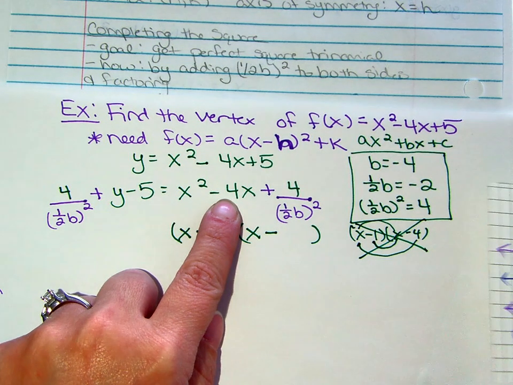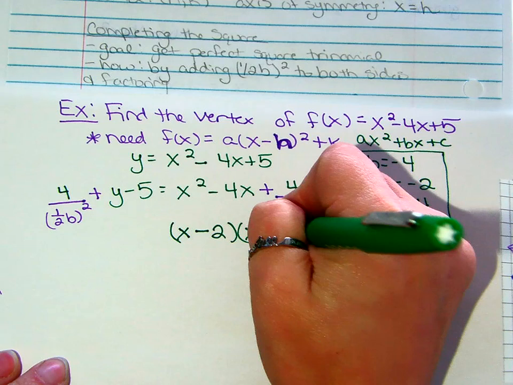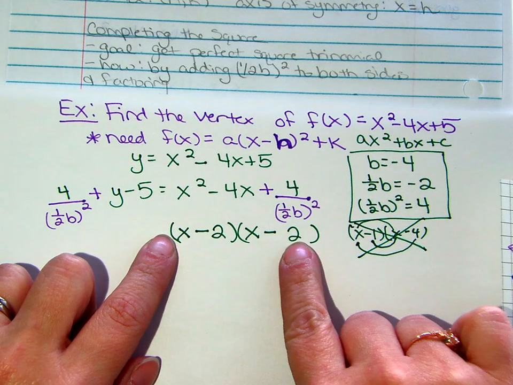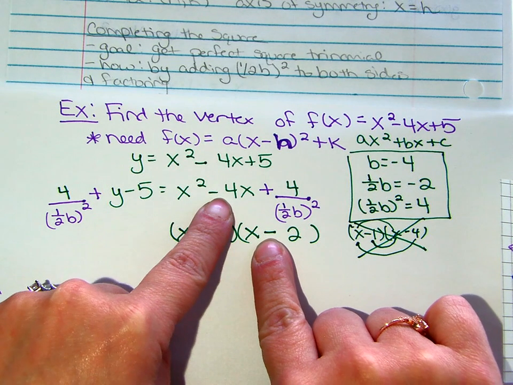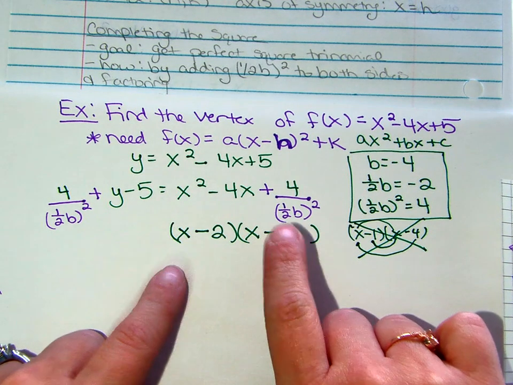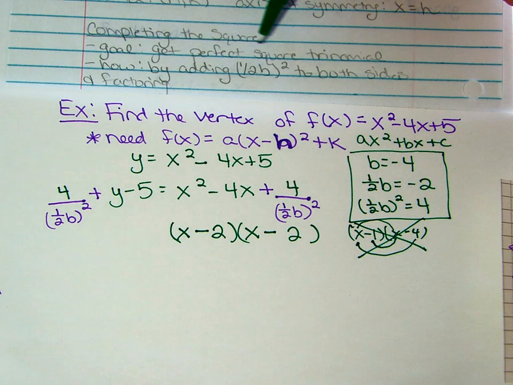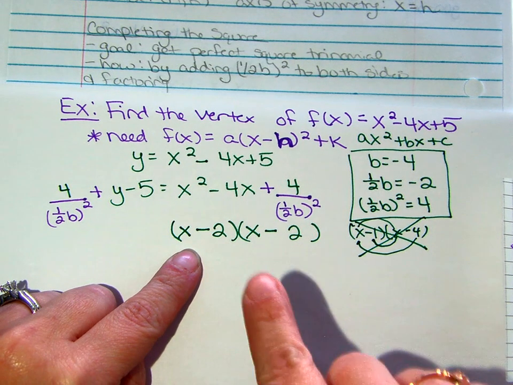2 and 2, though, if I check it using FOIL, if I do my outer, I get a minus 2x, and my inner, I get a minus 2x. That's going to give me my minus 4x. And this is what we want to see. Because remember, the whole goal of completing the square is a perfect square trinomial. This is what we want to have happen. And if we've completed this square correctly, it will always happen like this, where what's in this set of parentheses will be exactly what's in this set of parentheses.